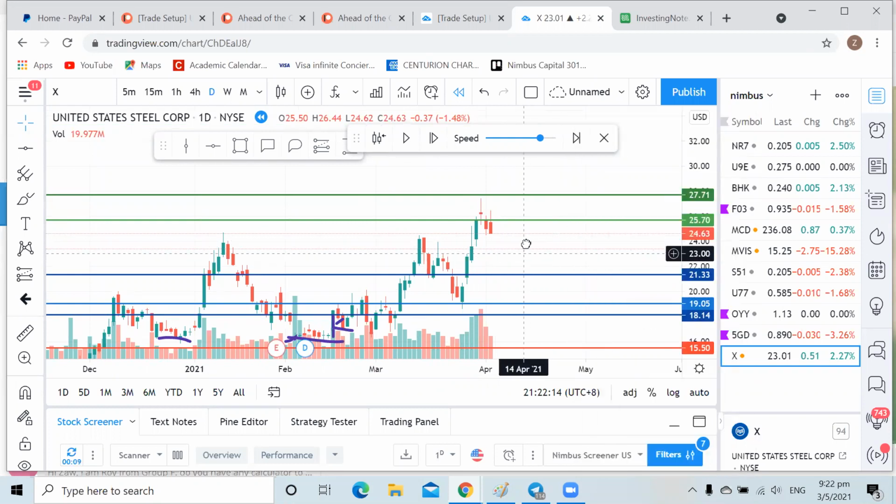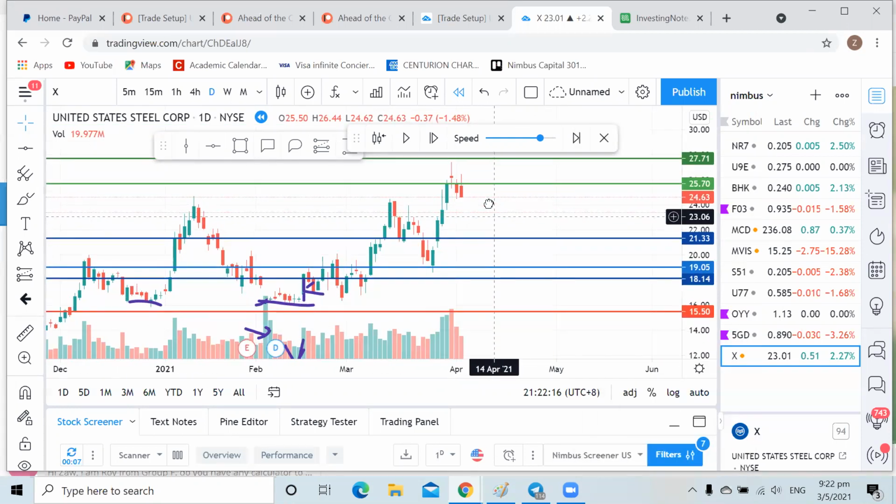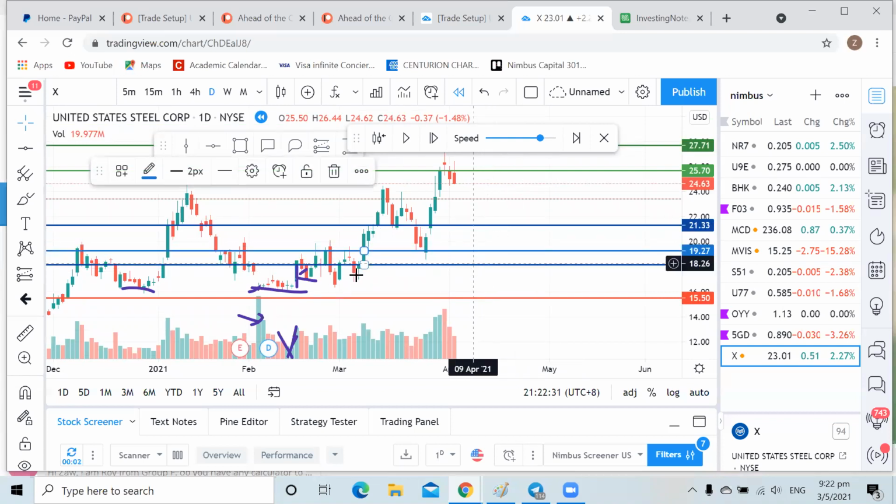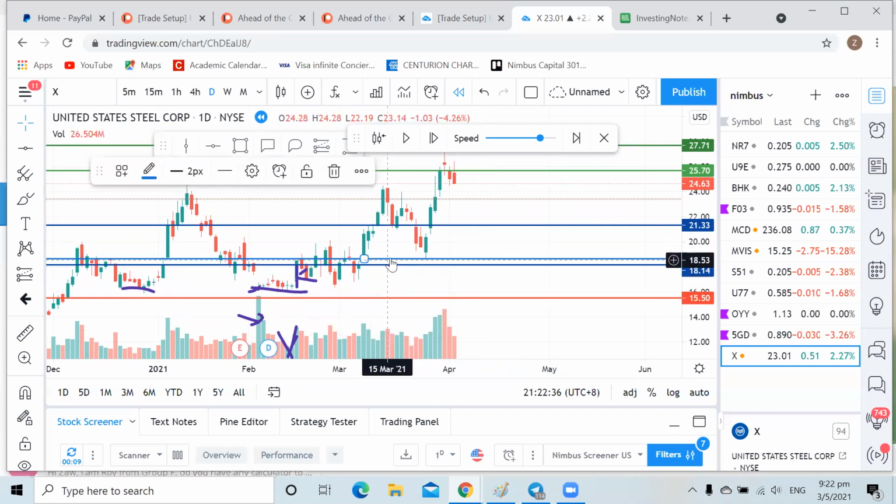So if you look at it, if you combine my first entry and second entry together, the average price of my US Steel is actually around 19.05. The reason why it is much lower and not at the middle is because I actually have a lot more volume at the lower end, due to the fact that it is much closer to the stop loss.